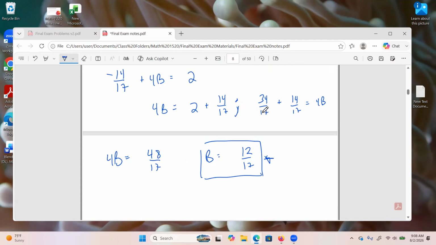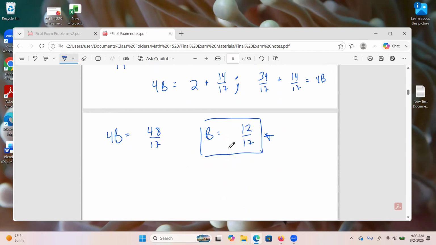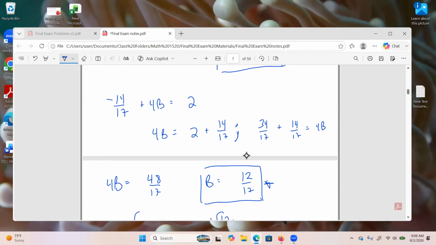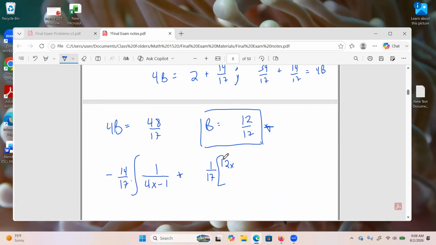Let's go back to our actual integral. We have A over 4x minus 1, so we have to go back up to what A is. A is -14/17. So this is equal to -14/17 times 1 over 4x minus 1. We're going to try to integrate this, plus B and C. B and C are combined, so I'm going to pull out a 1/17 and say we've got 12x, and C was plus 3, all over x squared plus 1. We have to integrate this piece as well.